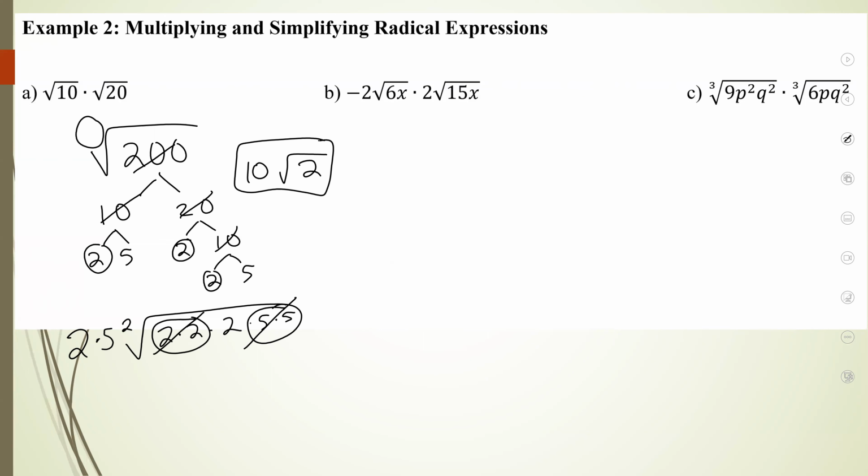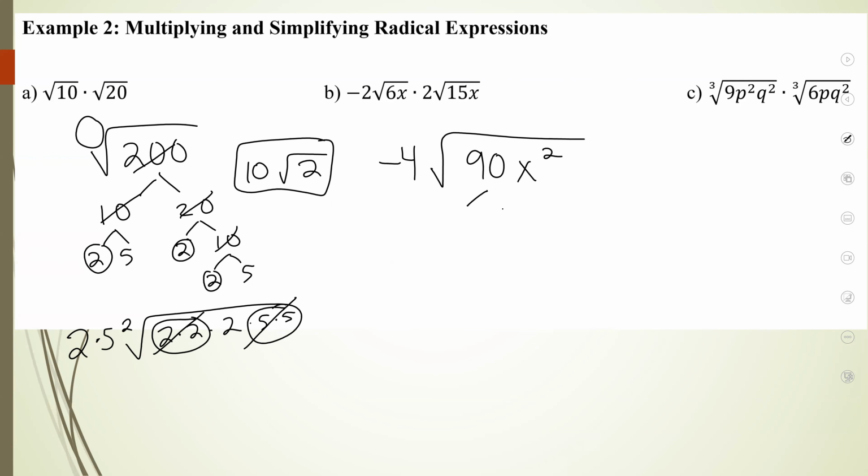Okay, letter B. We multiply the outside. So -2 times 2 is a -4. And on the inside, what's 6 times 15? Oh, did anyone get it? 90? Thank you, Jada. And then x squared. Okay, so let's simplify this. I want groups of 2.